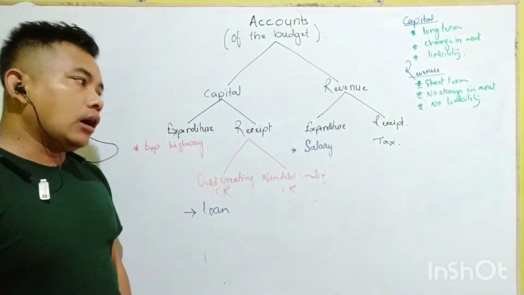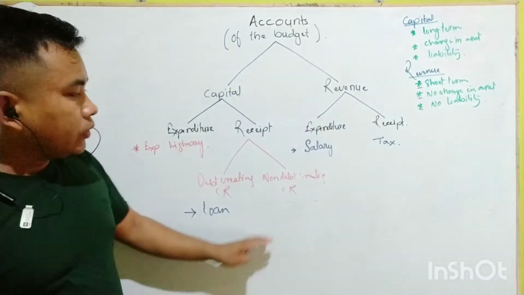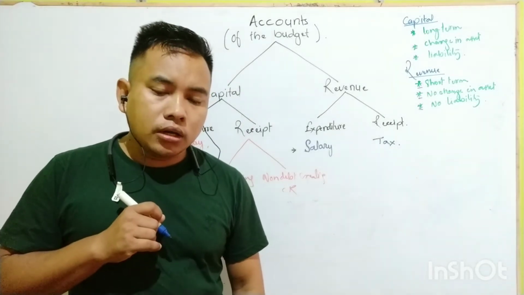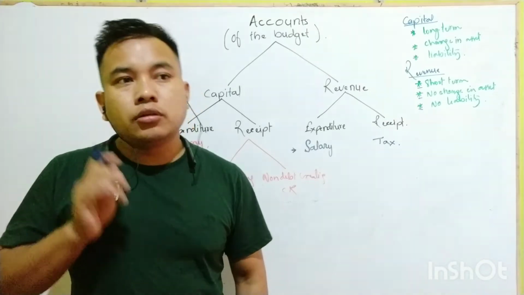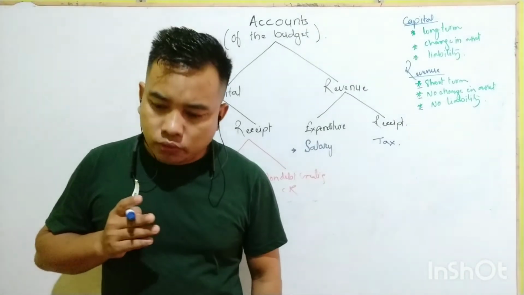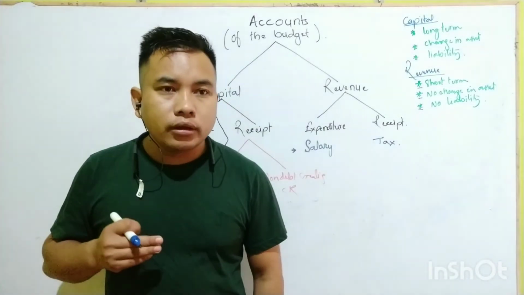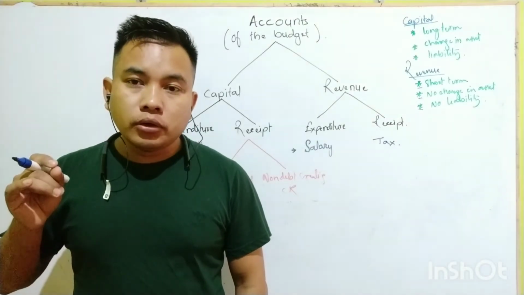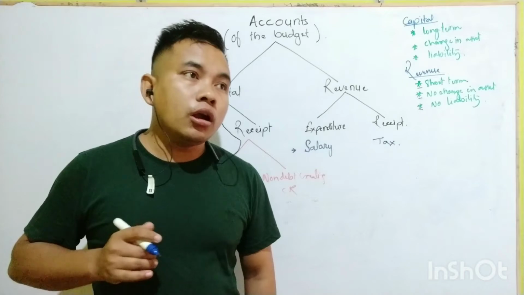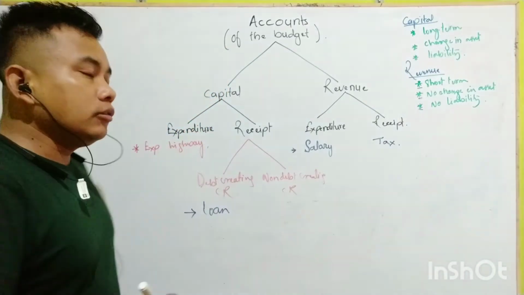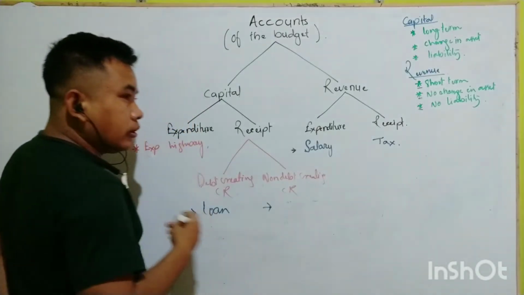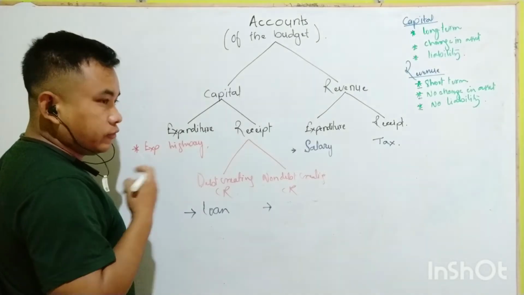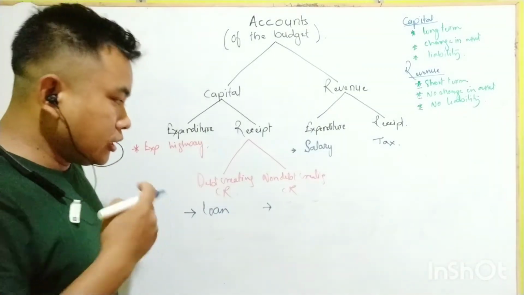Okay. Now, obviously, what are non-debt creating capital receipts? There are some capital receipts which do not necessarily lead to financial obligation. Long term, the money received may change the government's assets, but does not create a liability. There are some receipts which are capital receipts but do not lead to creation of debt. Here is the example.